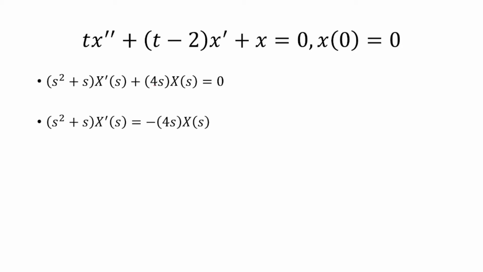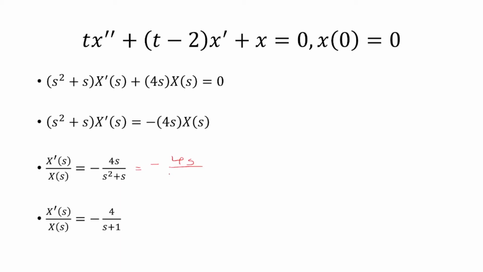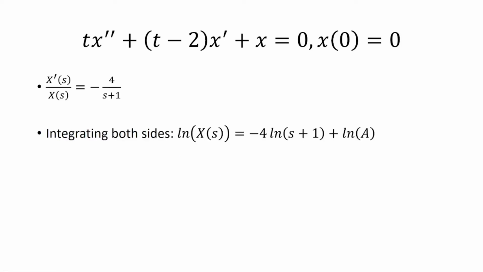At this point, I move the 4s times X(s) to the right. I have X prime(s) over X(s). So basically, divide both sides by X(s) and s squared plus s. The s's are going to cancel because I can factor this as -4s over s times (s plus 1). And now what's left to do is integrate. So we have ln of X(s) is equal to -4 ln of (s plus 1) plus a constant.